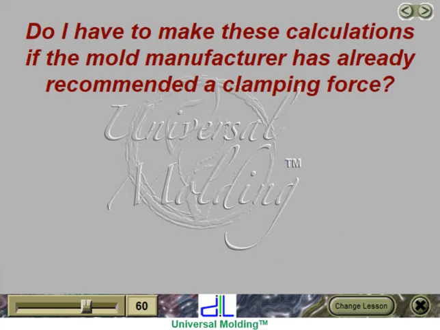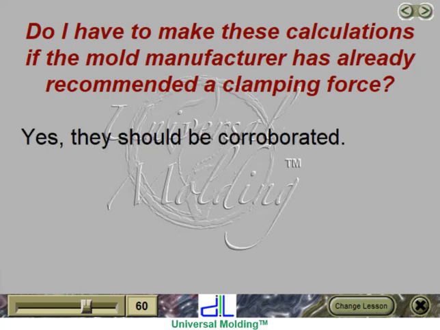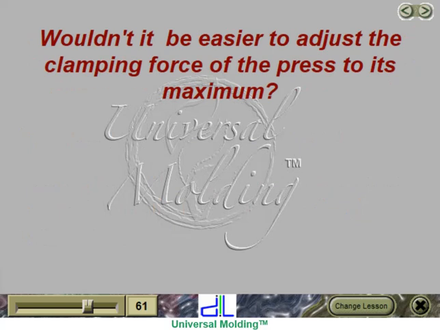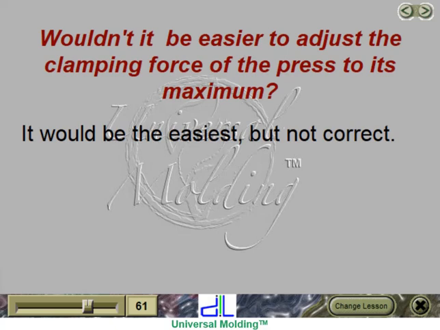Do I have to make these calculations if the mold manufacturer has already recommended a clamping force? Yes, they should be corroborated. Molding from the desk is a practice that we should all do before attempting to adjust the press. Wouldn't it be easier to adjust the clamping force of the press to its maximum? It would be the easiest, but not correct.